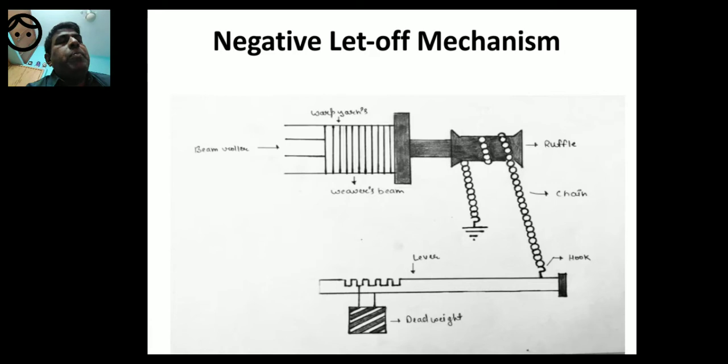So the weaver's beam is connected with ruffle, and ruffle is connected by chains, 1 to 1.5 or 2 to 2.5 rotations. The chain is rotated around ruffle, and it is connected by hook and then to the dead weight and to the lever. These are the simple parts.